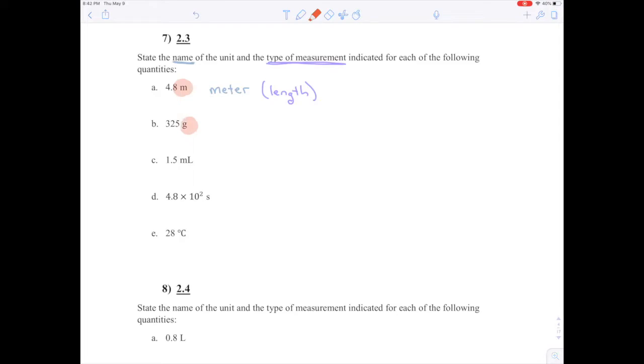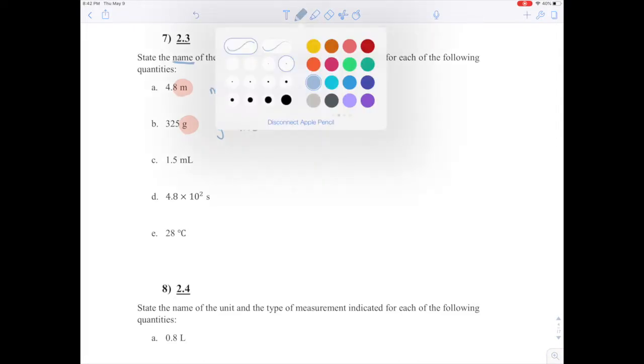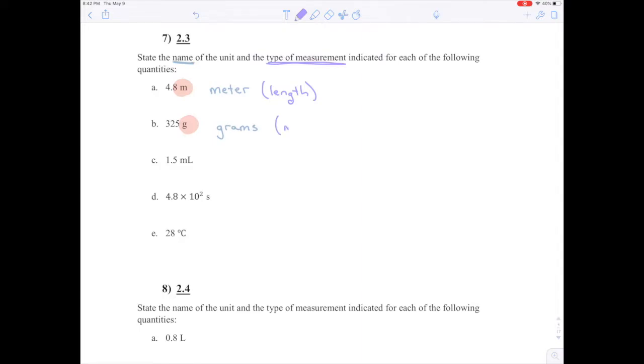For B, they give us G. G, the name for G is a gram. And grams are measuring mass. So mass is how much stuff you have bunched up in a space. So how much stuff there is, that's grams.